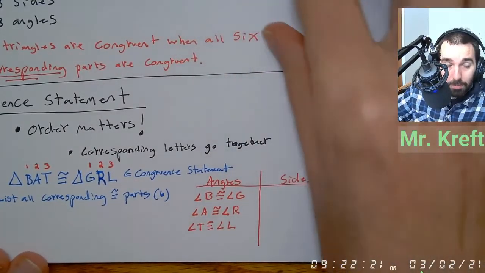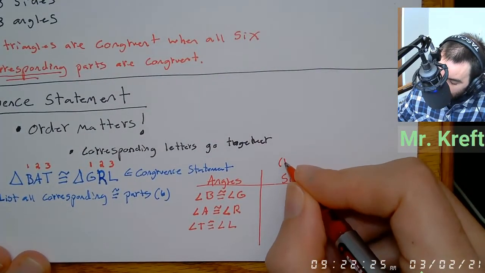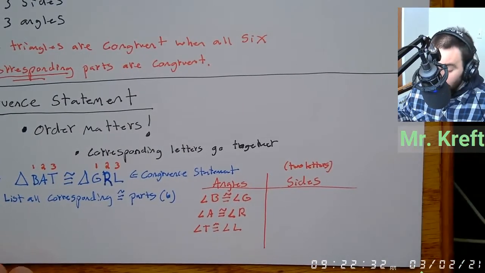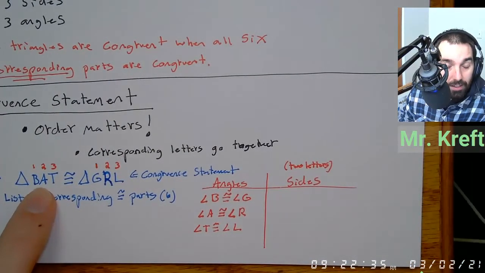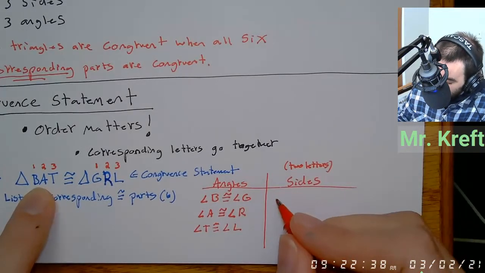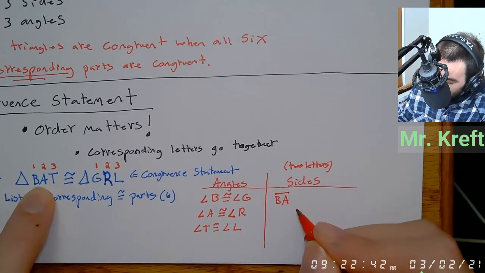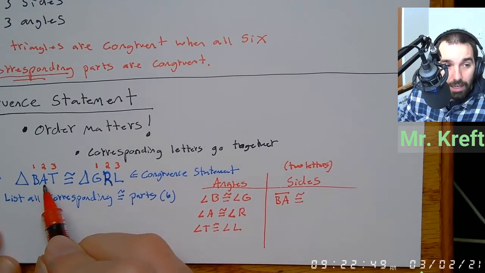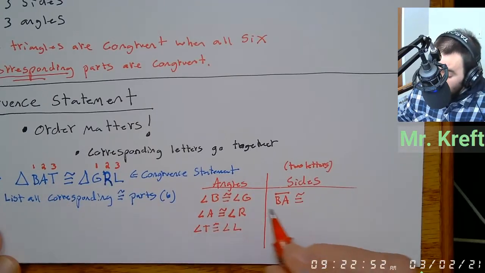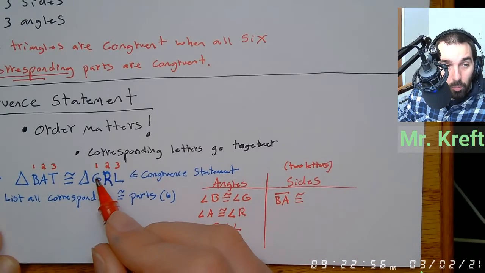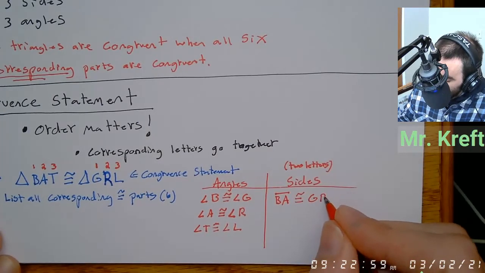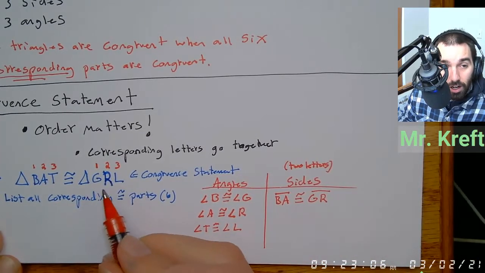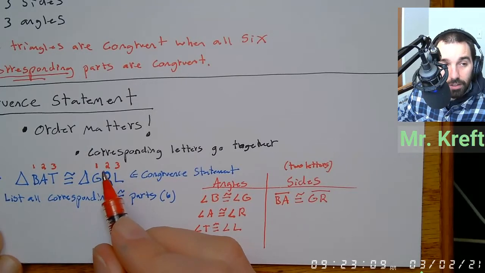Now, the sides get a little bit more complicated. So remember, we need 2 letters for sides. So to do this, I'm just going to group and say, I'm going to do my first 2. So if I say segment BA, okay, so the corresponding still works. So BA is 1 and 2. So I know that this side is going to be congruent to side 1 and 2. So I would write GR. So I know that segment BA is going to be congruent to segment GR because BA is 1, 2, and GR is 1, 2.